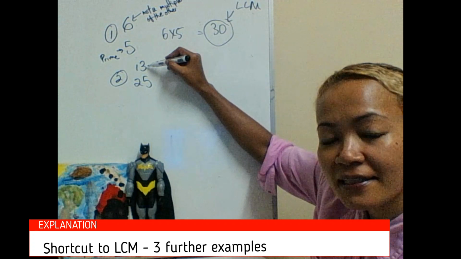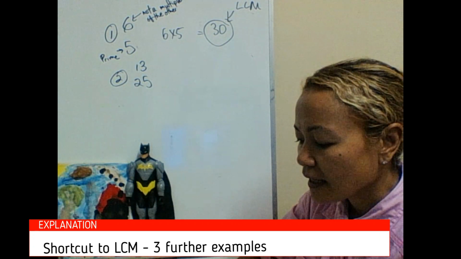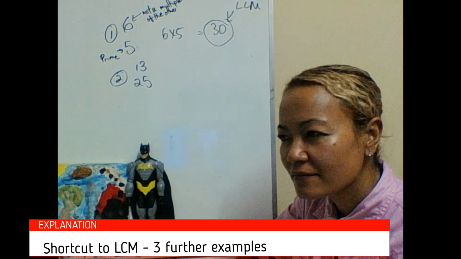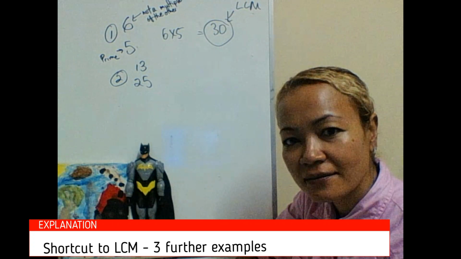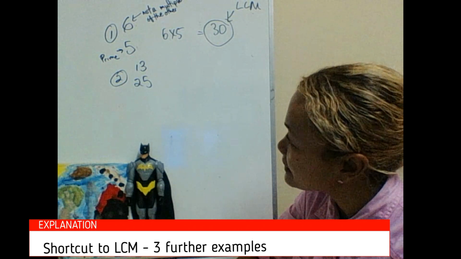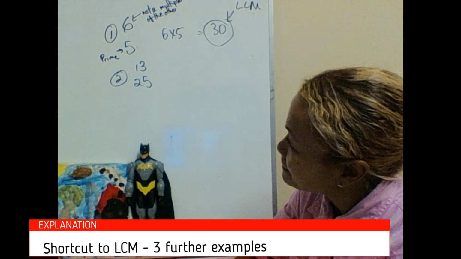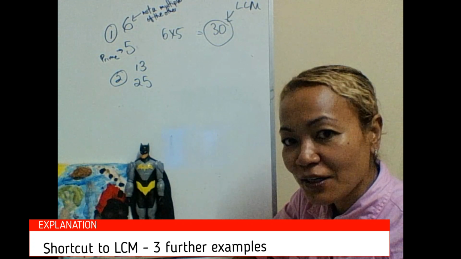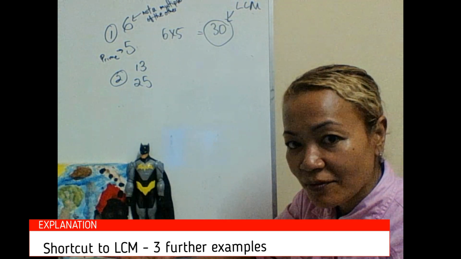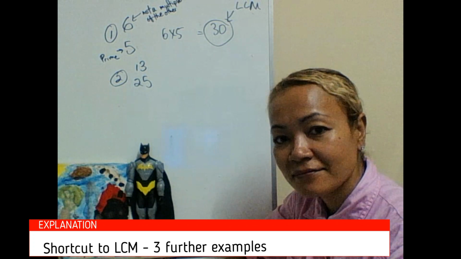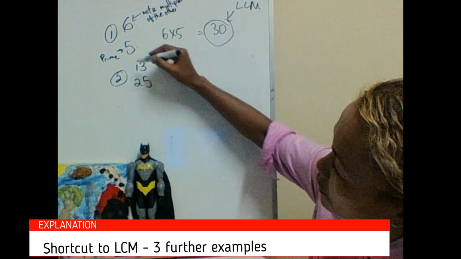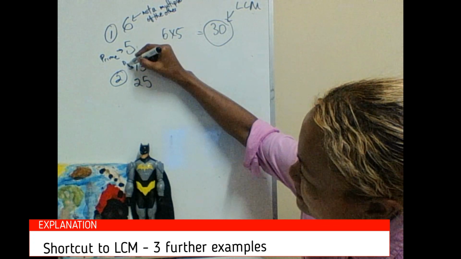Then we have 13. Is 13 1 times 13? Yes. But is there any other way to get to 13? Two other numbers you can multiply to get 13? Does the number 13 appear anywhere else in the times table from 1 to 12? Does 13 appear anywhere there? No, because it is a prime number. So we know this is prime.